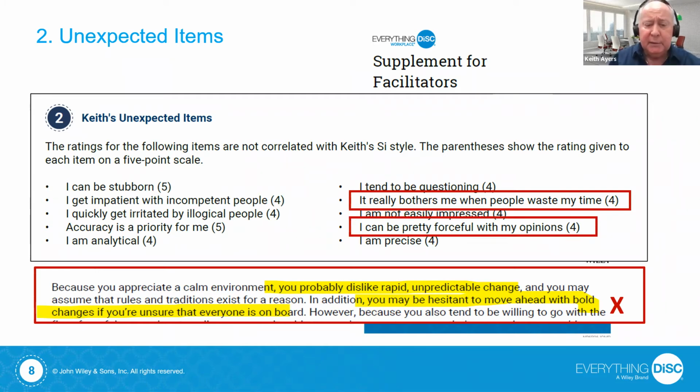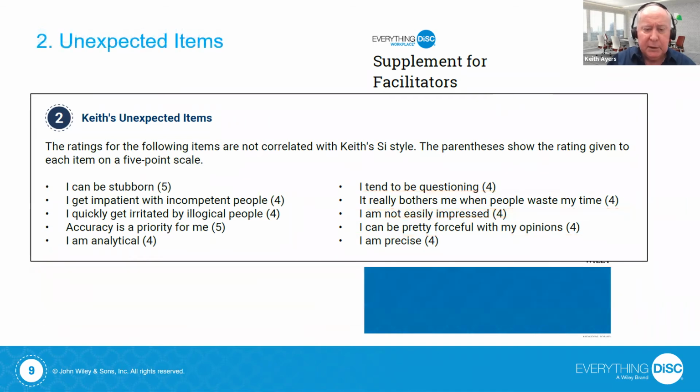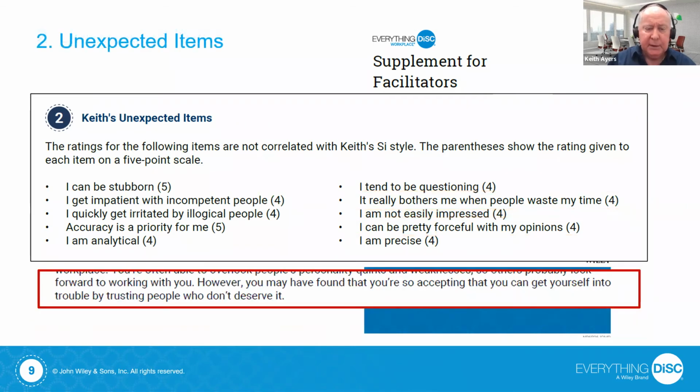Okay. And then the other thing I disagreed with, I identified here as an unexpected item that explains why I disagreed with that in my report, is that I can be pretty forceful with my opinions. Okay. So I'm not likely to be hesitant to move ahead with bold changes if I'm unsure everyone's on board. I'm going to express my opinions. Okay. And so then we, one more example.